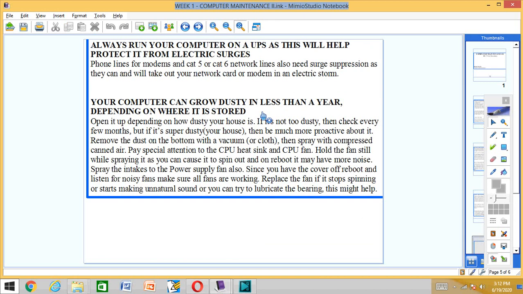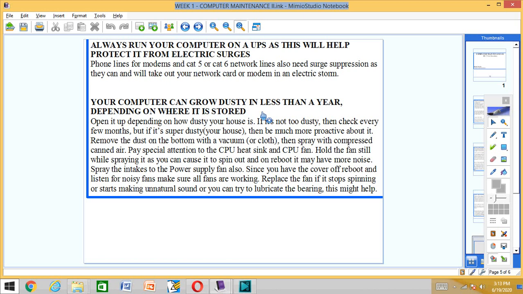The first, always run your computer on a UPS. This is to protect the computer from power surge, which could come from Ethernet cables, modem, and other devices during lightning. Electric charges could damage components of the computer system. Hence, protect it by connecting it to a UPS.